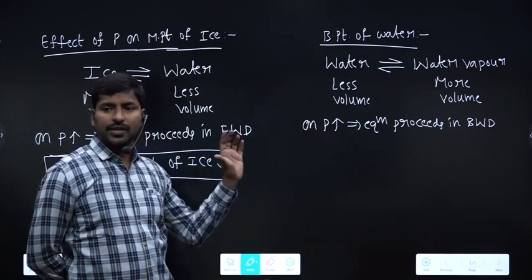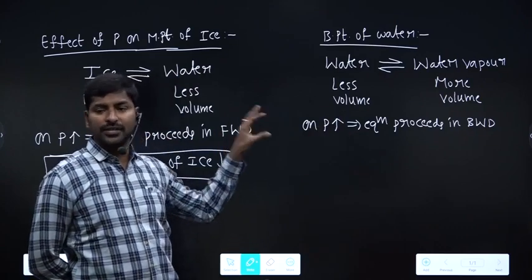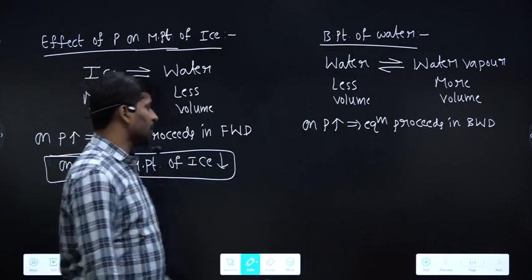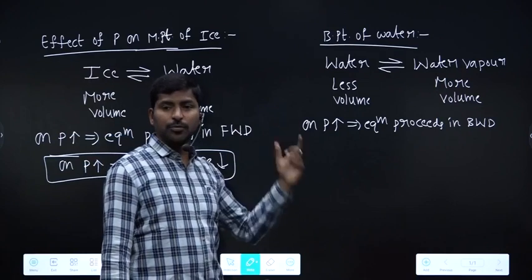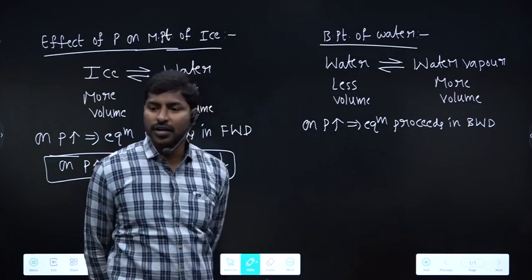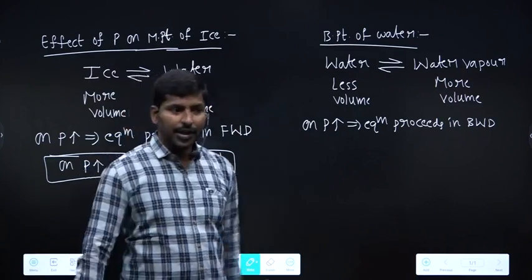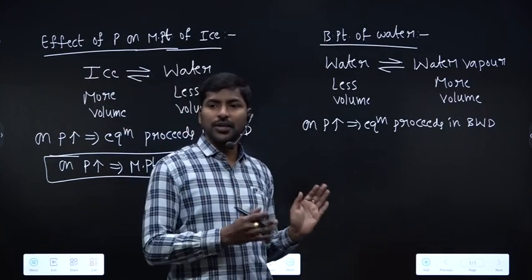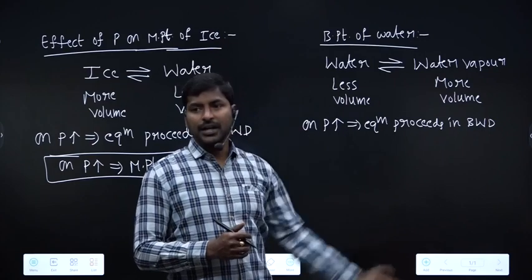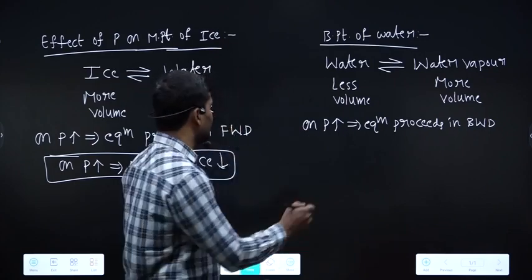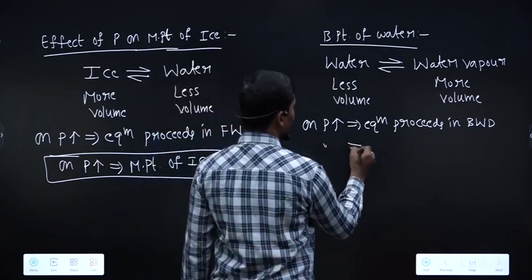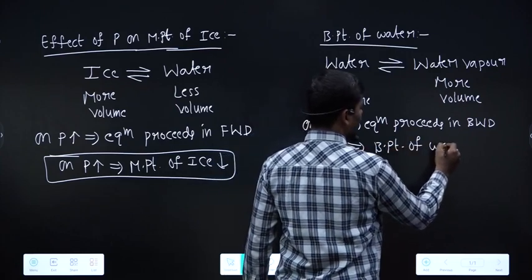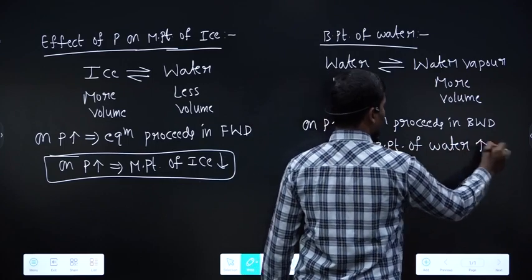That means boiling point of water increases. At 1 atmospheric pressure, what is the boiling point of water? 100 degrees centigrade. Above 1 atmosphere, we will get above 100 degrees centigrade. So on increasing pressure, boiling point of water increases.